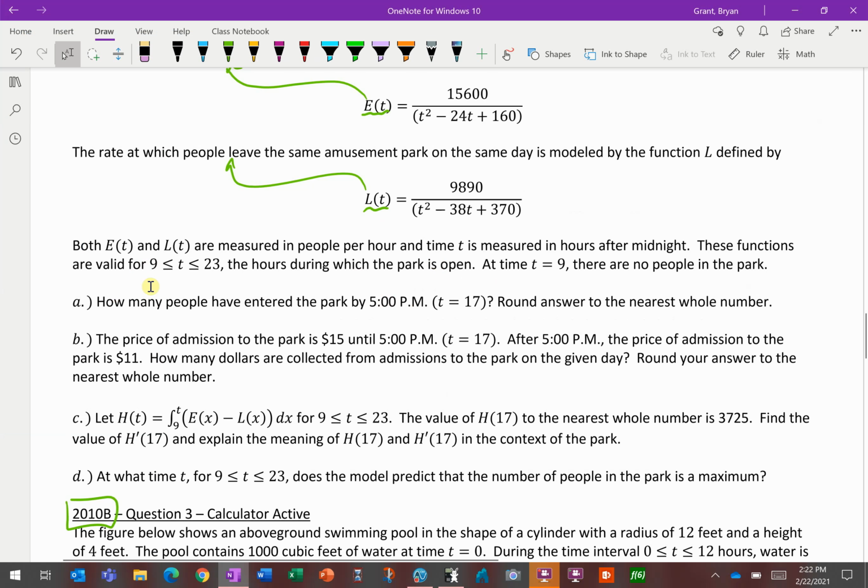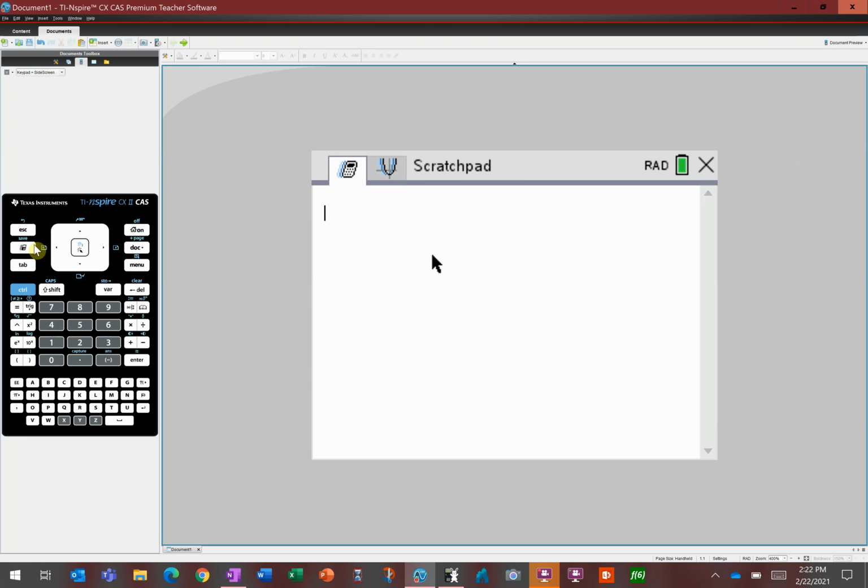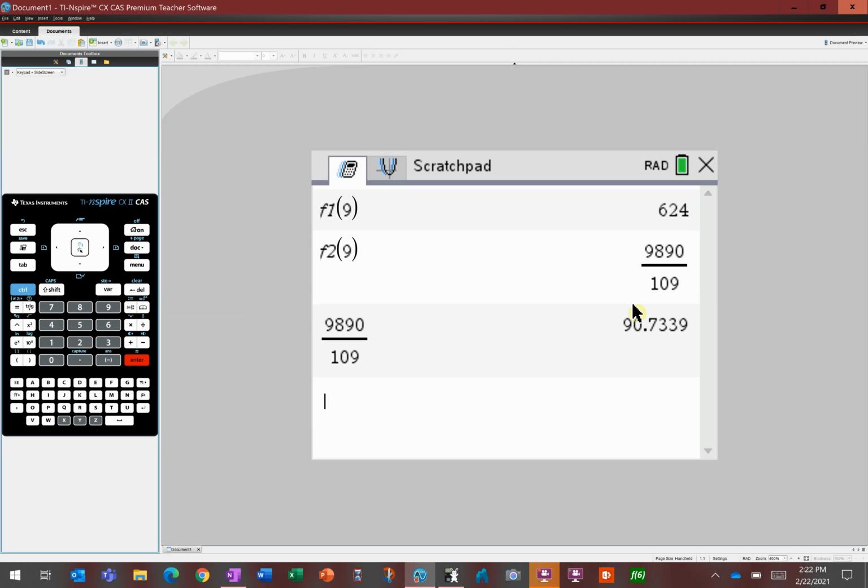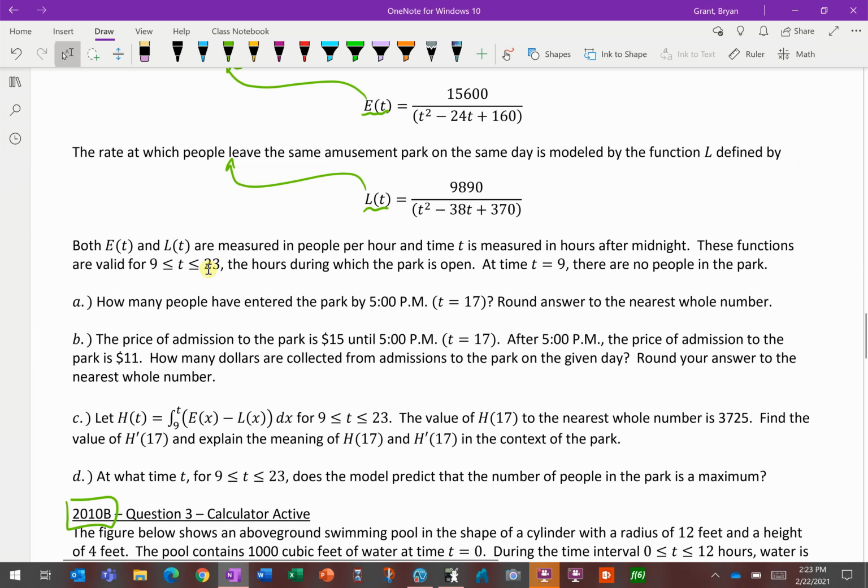How high up? Well, just try substituting 9 into each of these, E of t and L of t. However, they said at a time of 9 there's no people in the park, so that probably doesn't help us too much. Let's try E of 9 and L of 9. So E was in F1 of 9 and F2 of 9 was the other one. And we're going to approximate this one. There we go. So look at these y values, 624 and 90. So it looks like my y values have to be in the 624 range, but let's see what happens at the end at 23.